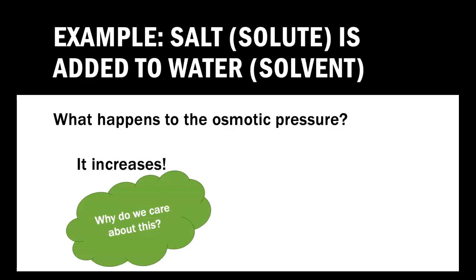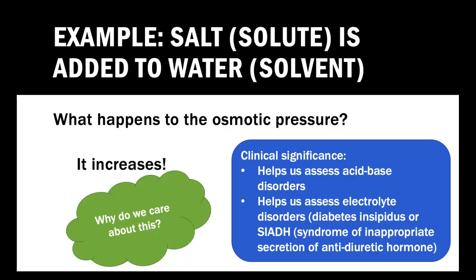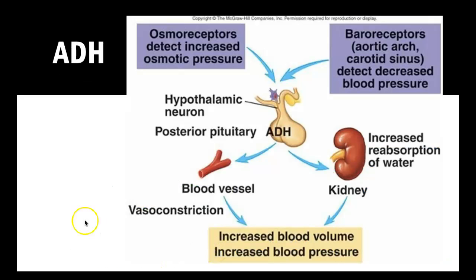So why do we care about this? It's clinically significant because it really helps us to assess our acid-base disorders and will assess any electrolyte disorders such as diabetes insipidus or SIADH, which is syndrome of inappropriate secretion of the antidiuretic hormone. This is also going to happen when you are really dehydrated and we start to lose a lot more water than necessary. So let's lastly do a quick little review of ADH.